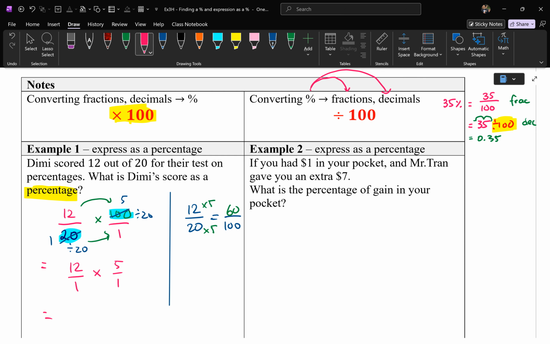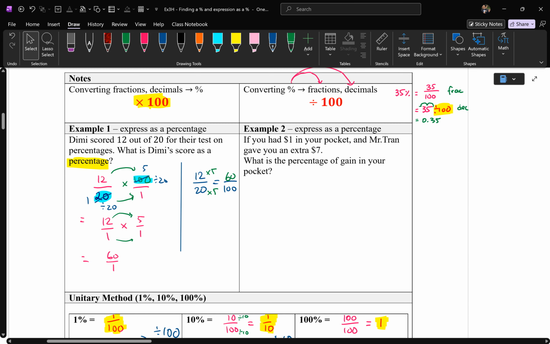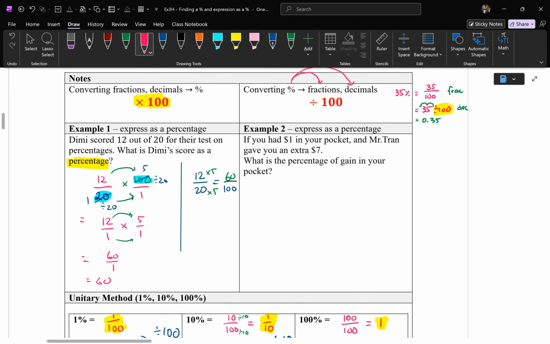Then now you can do top with top, bottom with bottom. Turns out that you get 12 times 5, 1 times 1, 60 over 1. But remember, 60 over 1 just means 60 divided by 1. So that's why that's the same thing as writing 60. So you can see why Fraser's method was a lot faster, because conveniently 20 fits into 100 5 times.